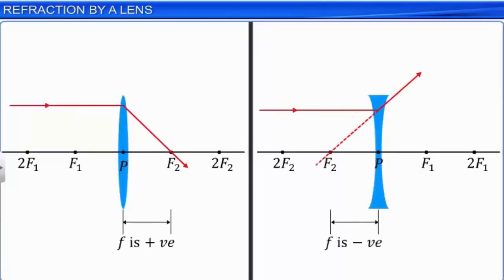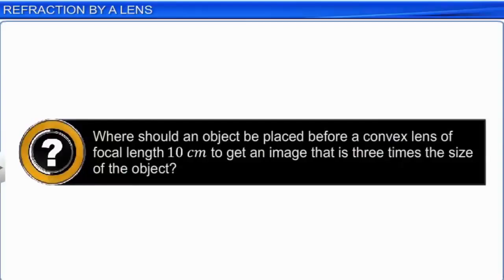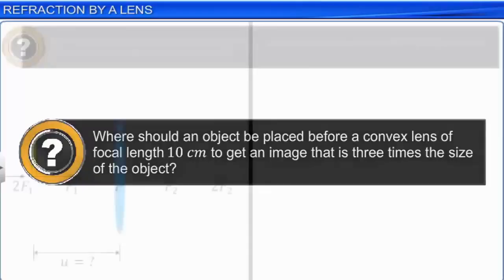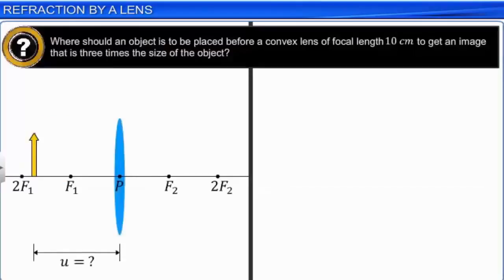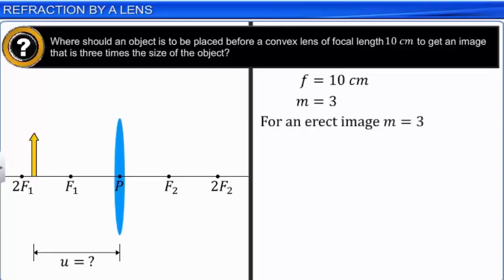Let us see how we apply sign conventions by solving the following example. Where should an object be placed before a convex lens of focal length 10 cm to get an image that is 3 times the size of the object? In this problem, it is given that F is equal to 10 cm and M is equal to 3. M is positive if the image is erect and negative if the image is inverted. As per the thin lens formula, 1 by F is equal to 1 by V minus 1 by U.